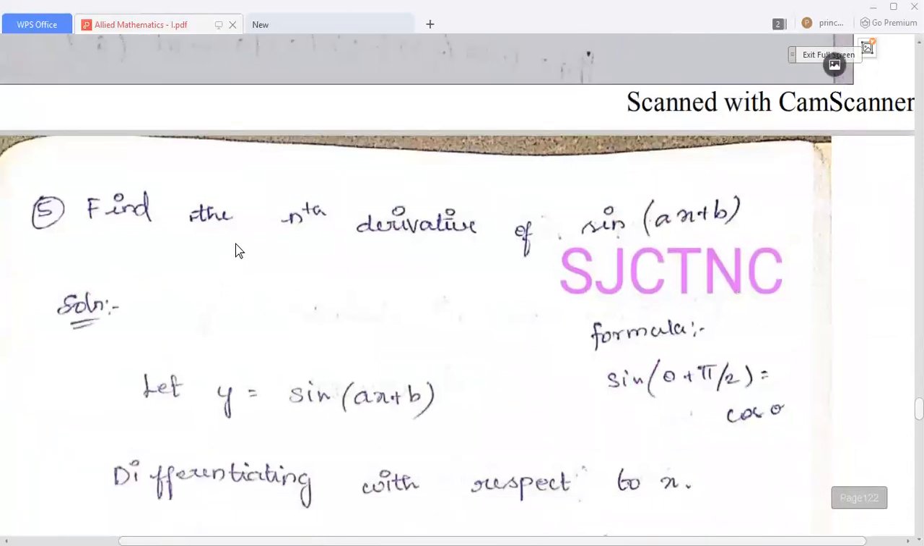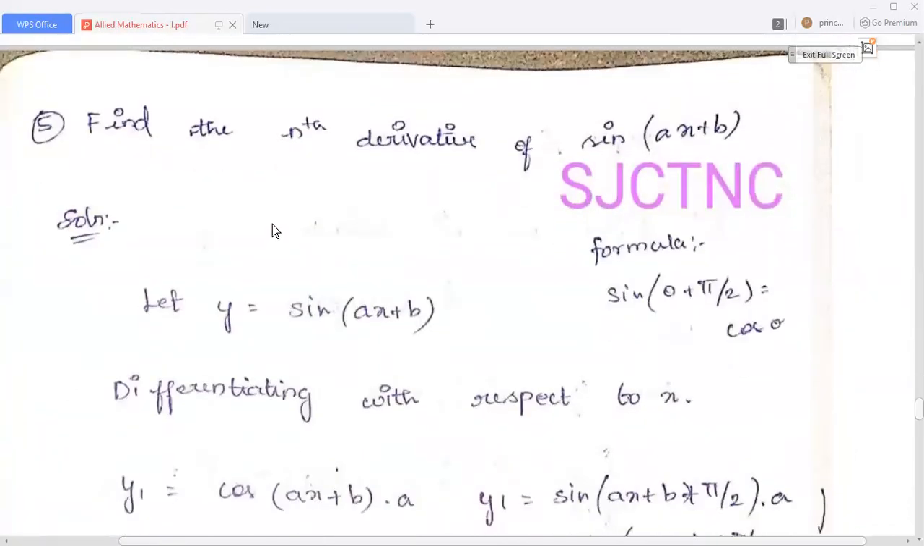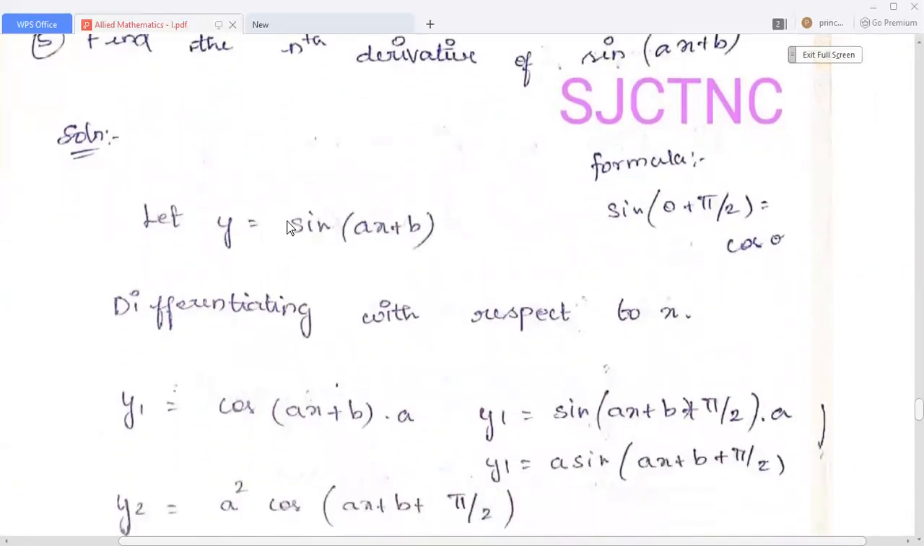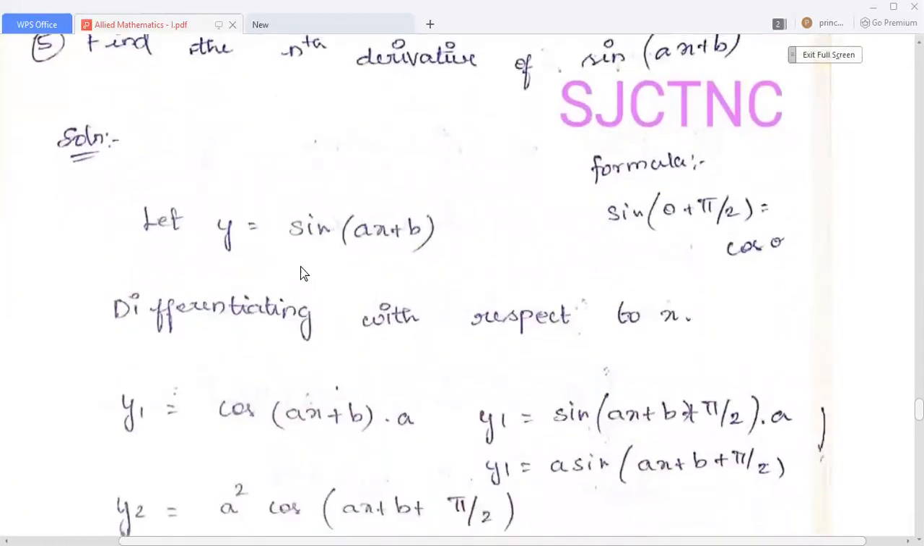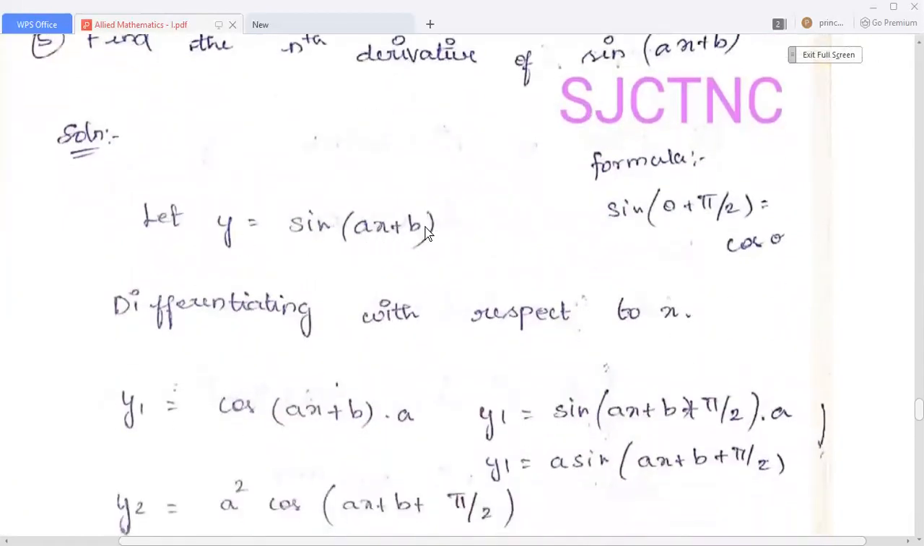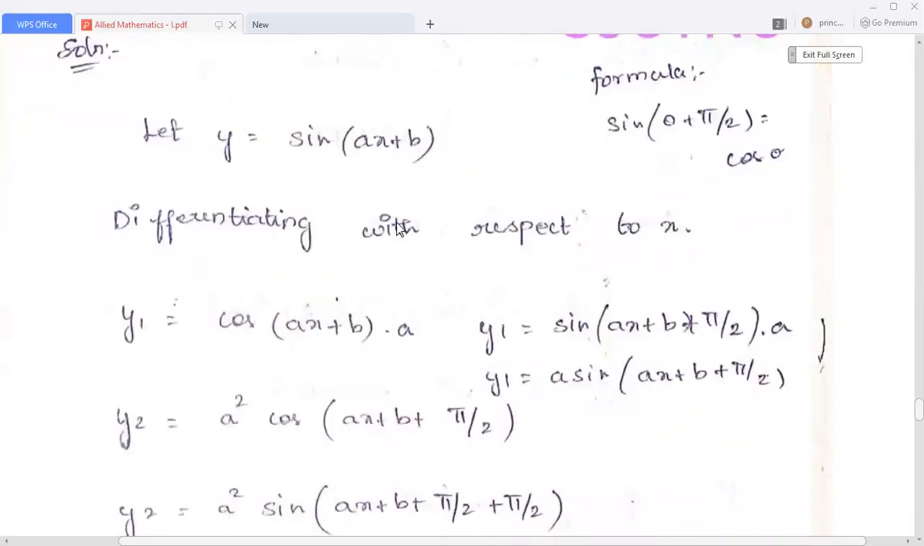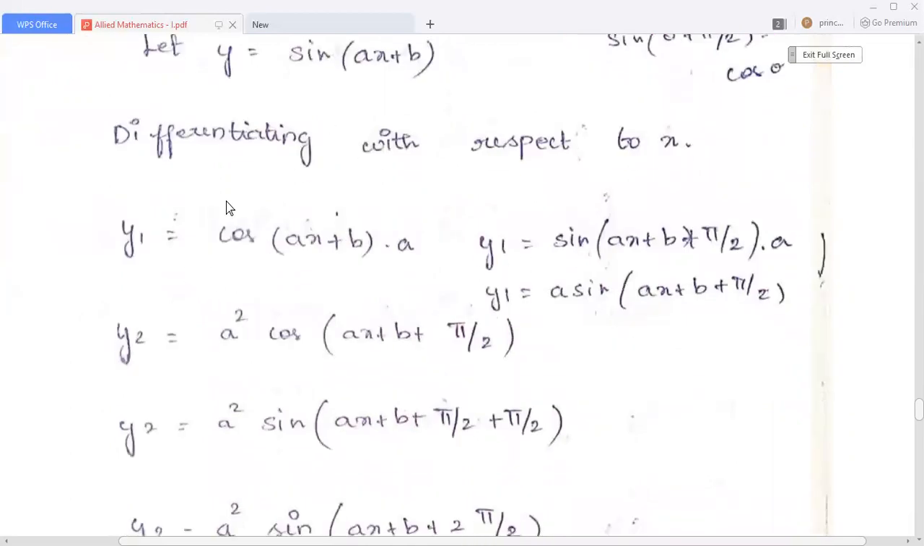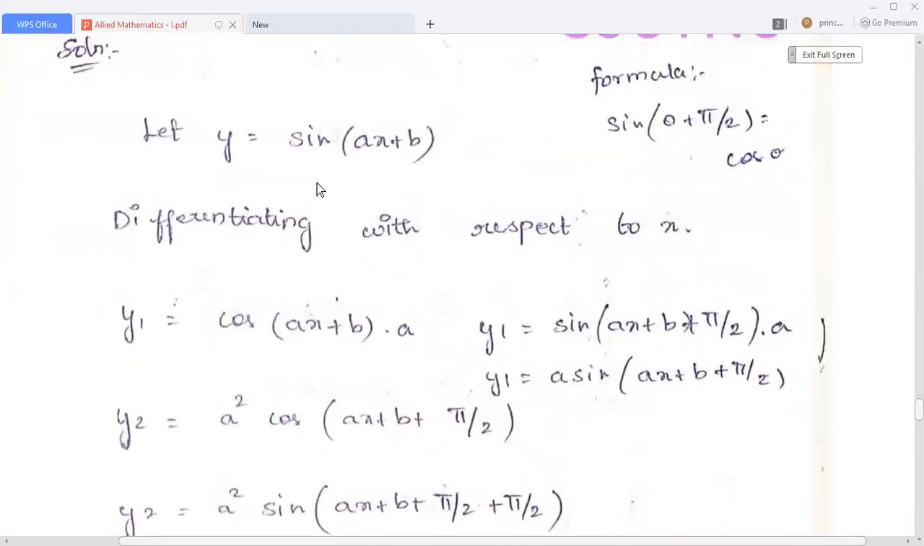Next one, we find the nth derivative of sine (ax plus b). So first we take the given function as y, that y equal to sine (ax plus b). Now we are going to differentiate this continuously with respect to x. So when you differentiate y, we get y1 equal to, if we differentiate the sine function, we get cos of (ax plus b). Again, we differentiate this expression ax plus b, we get a. So y1 is equal to cos of (ax plus b) into a.